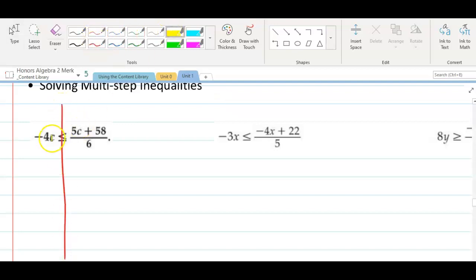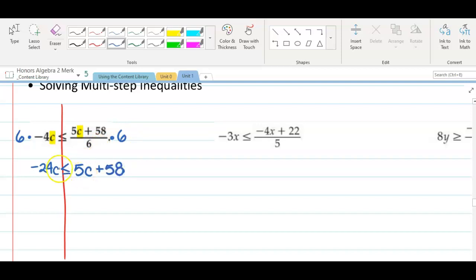Here I'm trying to isolate c. On the left side, it doesn't have very much keeping it company, but on the right side we have a lot going on. We have a 5, a 58, and a 6. The first thing I'm going to do is get rid of this fraction by multiplying both sides by 6. On the left, I'll have negative 24c is less than or equal to, I'm not flipping my symbol because that's a positive 6. 5c plus 58.